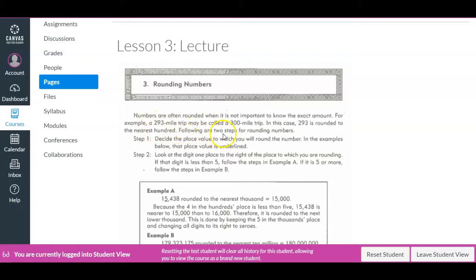So following are 2 steps for rounding numbers. 1, decide the place value to which you will round the number. In the examples below, that place value is underlined. 2, look at the digit 1 place value to the right of the place to which you are rounding. If the digit is less than 5, follow steps in example A, and if it is 5 or more, follow the steps in example B.